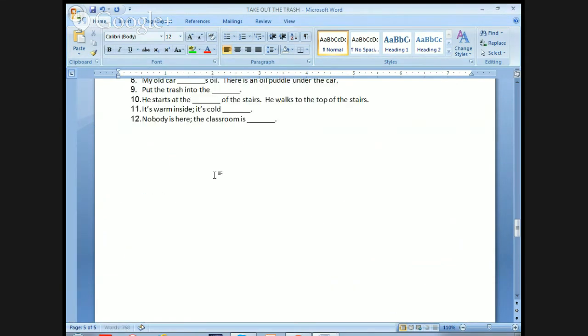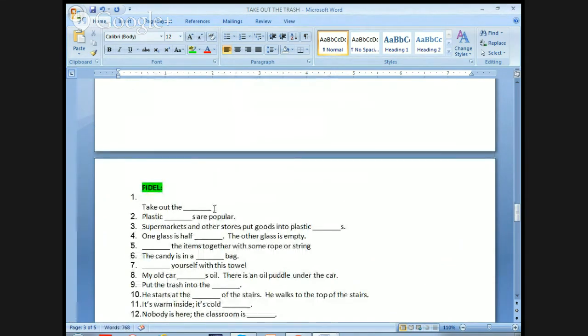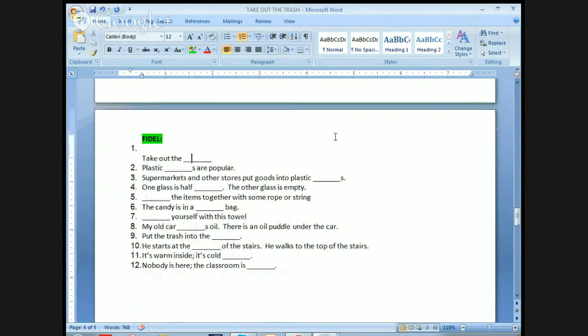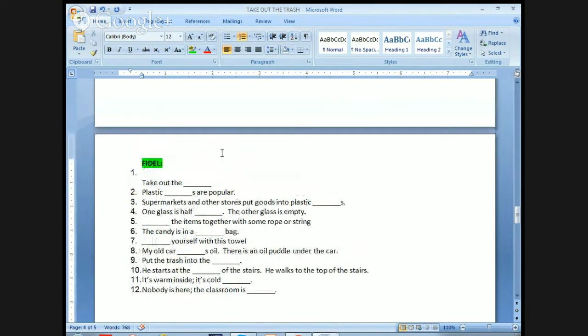All right. Fidel, I want you to think of a word. Hopefully it will be the word from the story. But if not, give me a word that makes sense here. Fill in with a word that makes sense. I want you to do all 12. Take out the trash. I want you to read the sentence for me. Take out the trash. Great.